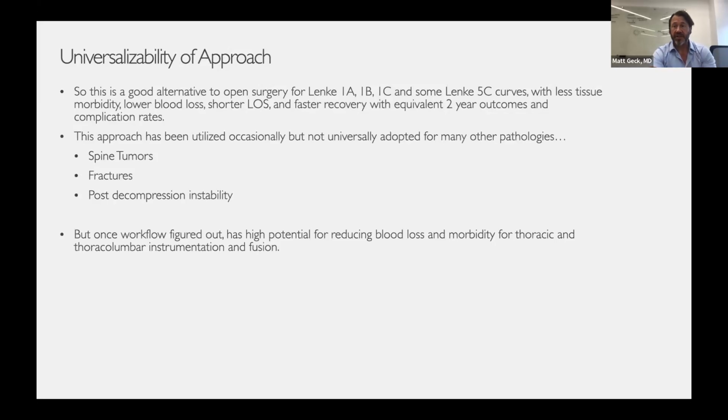Before I started doing just deformity, I actually started using this same technique for supportive reconstruction after spine tumors. So taking out a tumor in the front and then flipping them over, and then doing an MIS posterior fusion in the back instead of an open. I think it may have some indications for some trauma and post-decompression instability.